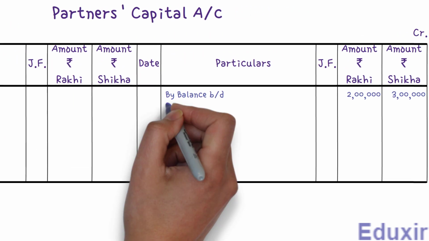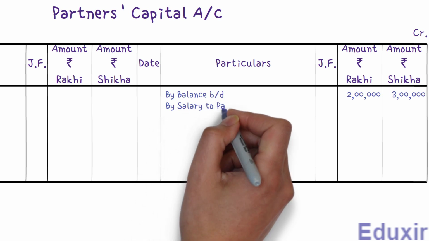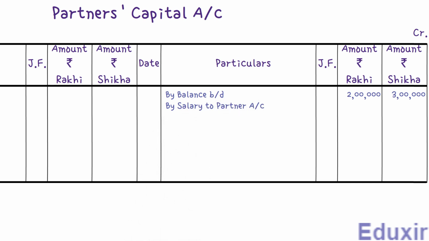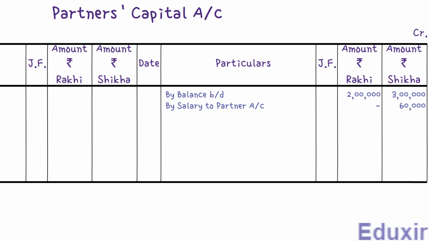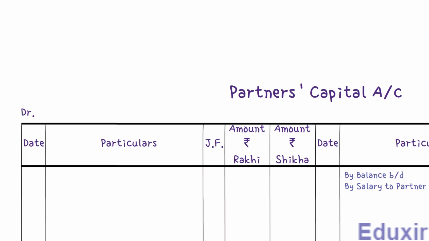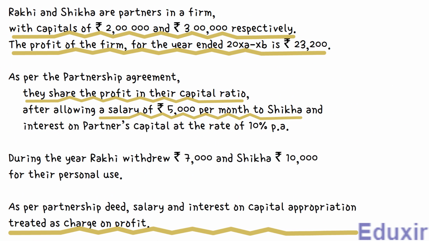Let us first write salary to partner account in the particulars column on the credit side. As we have already seen, there is no salary allowed to the partner Rakhi. Let's then post the partner Shikha's salary amount of 60,000 rupees in her amount column. With that, we have completed the posting of the salary for individual partners in the partner's capital account. Let's now consider the next transaction.